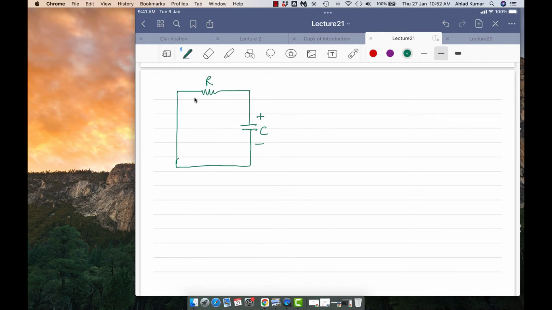Will it look like this or not? Yes, sir. Yes, the capacitor is charging. Right? So it will look like this.